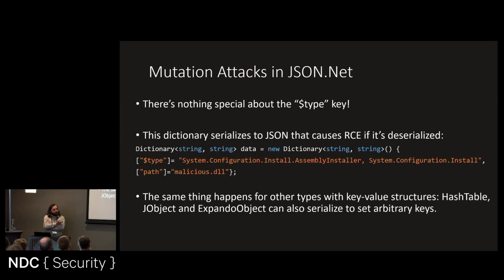This doesn't just work for dictionaries. This works for anything in .NET that has a key value structure. So dictionaries, hash tables, JObjects, expando objects, and like 20 other types that nobody uses. But this pattern, this ability to have data that mutates into an RCE payload, opens up a lot of attack patterns that aren't traditionally considered possible.